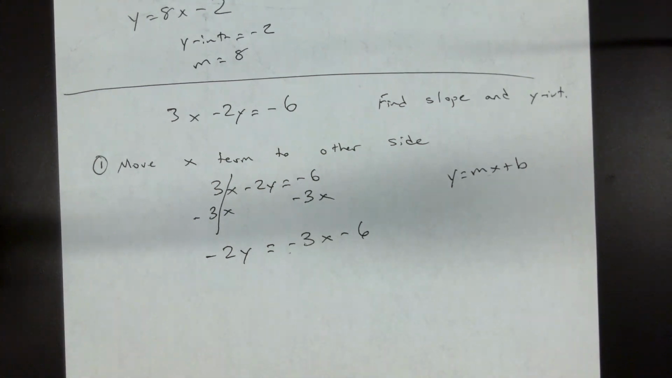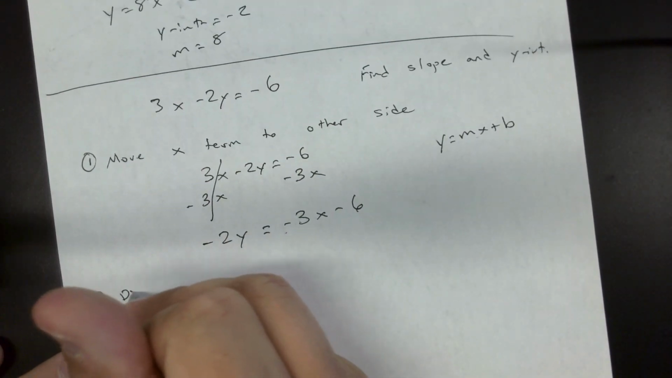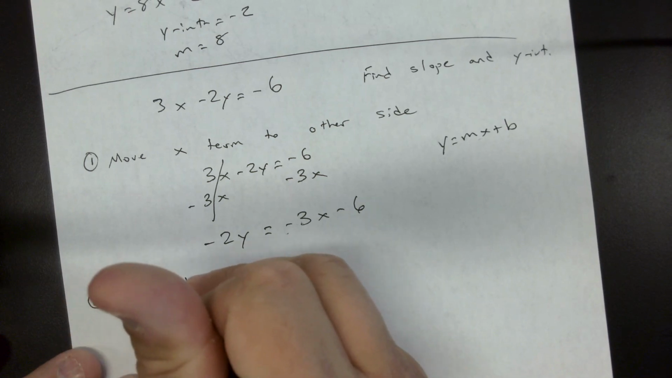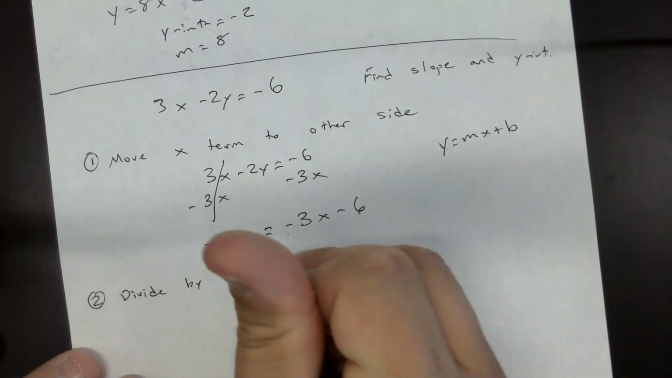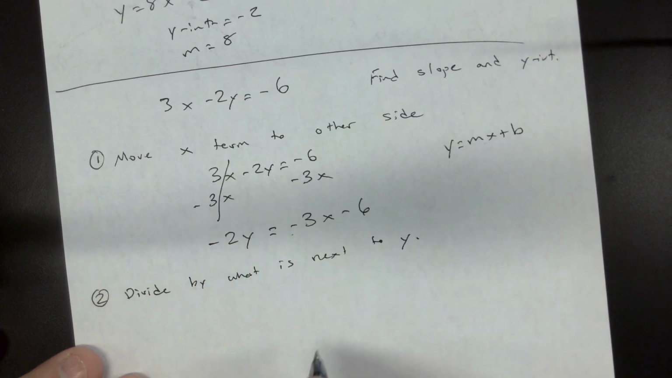Okay, but our y is not alone. What do we have to do to get our y alone? Yeah, step 2. Divide by what is next to y.